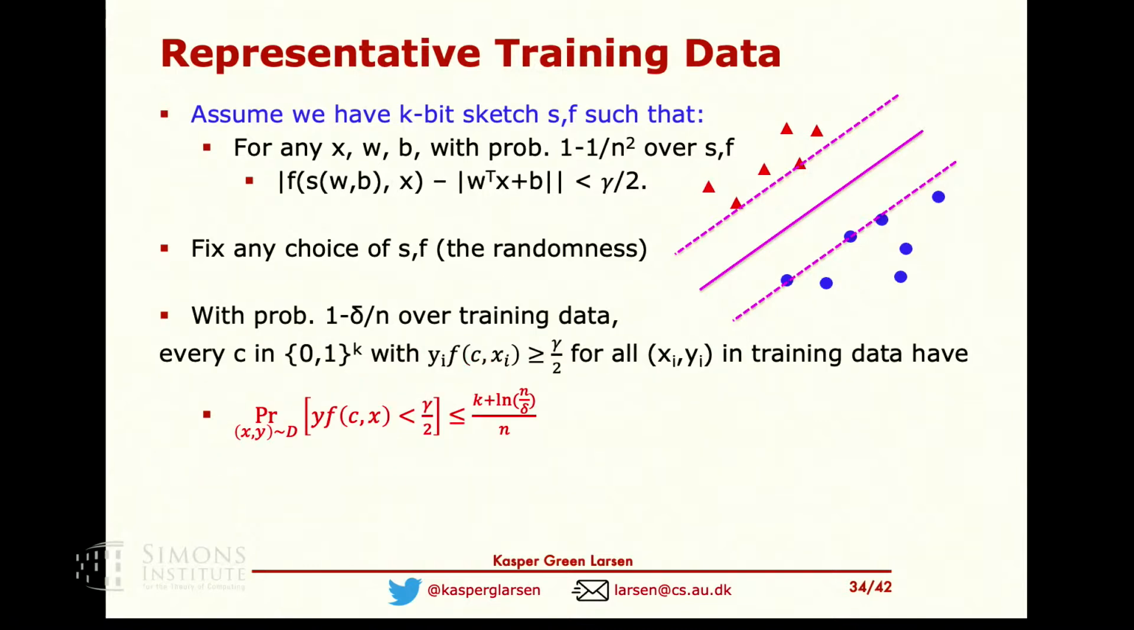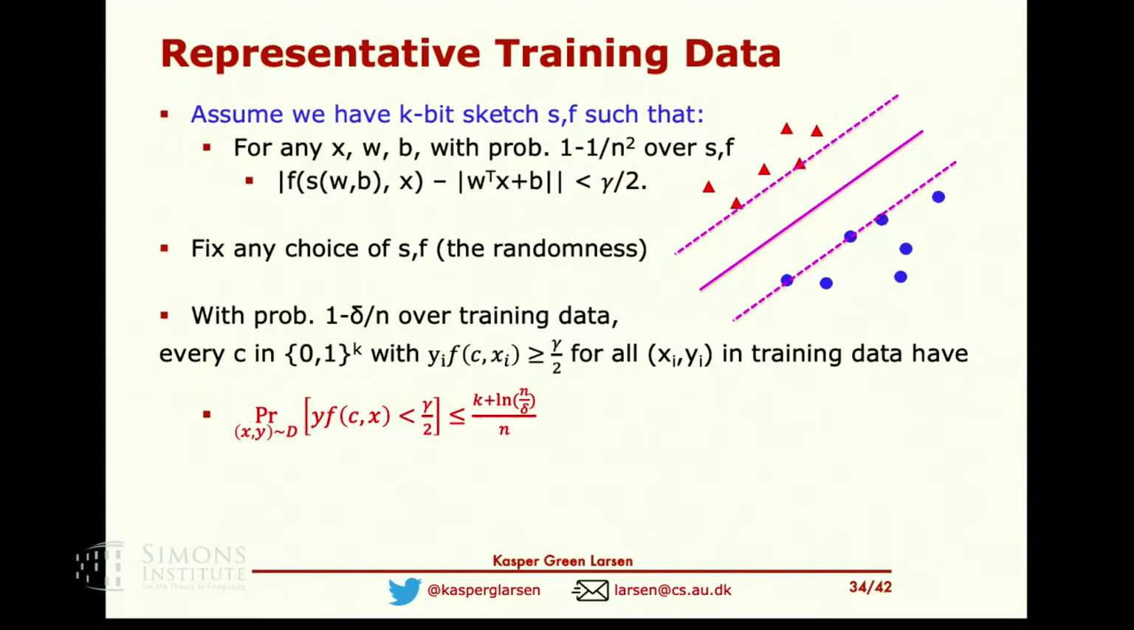So what I have now is I fixed the randomness of the sketch, and then I know with very high probability over the training data set, it holds that every single sketch I could produce, every output bit string I could produce, if it approximates all margins to something large, then there's only a small chance over a new sample that it will approximate its margin to something small. Makes sense? It's basically saying that if you approximate everything to something big on the training data set, it's also very unlikely that a new point will be approximated to something small.